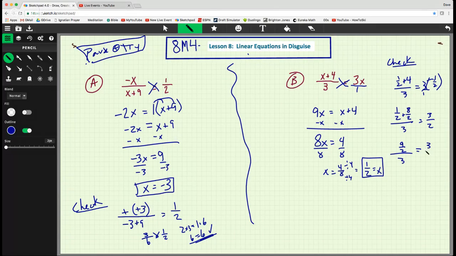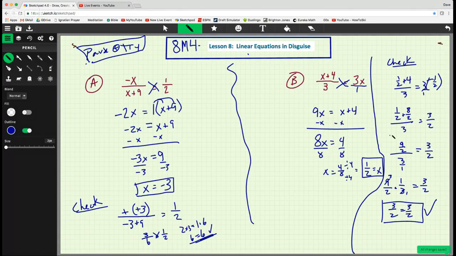Does that equal? This is looking a little weird. Well, on the left side, we can do this a couple ways, but I'll solve it one way. So this is 3/1. So that's the same thing as 9/2. When we divide by a fraction, we have to multiply by the inverse. 9/2 times 1/3. Does that equal 3/2? Well, let's see. Cancel 3 and 3, and we get 3/2 equals 3/2. So we have checked it. So x is 1/2. This is correct.